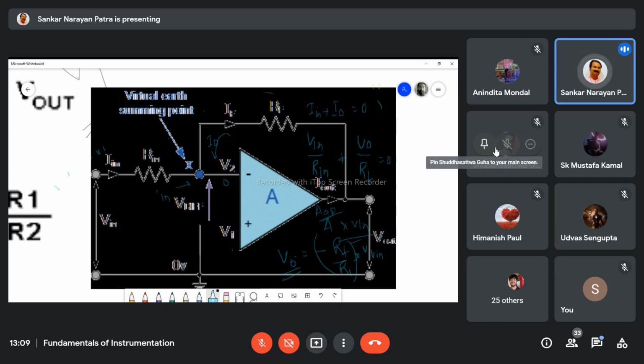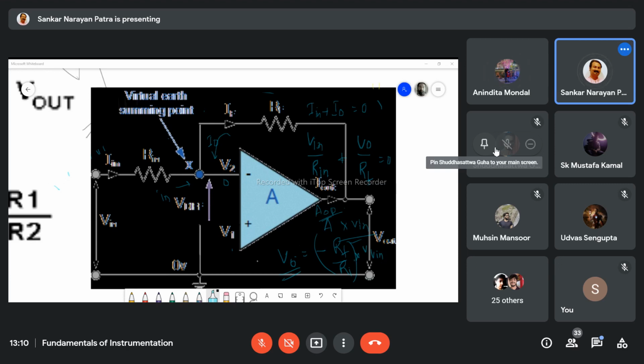Now you select Rf yourself. If your Rf is 10k, that means 10 kilo ohm, and Ri is 1 kilo ohm, then what is the closed loop gain? 10, sir. What is the closed loop gain? 10, sir. Very good.